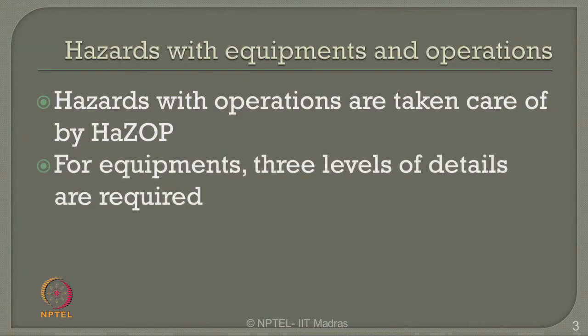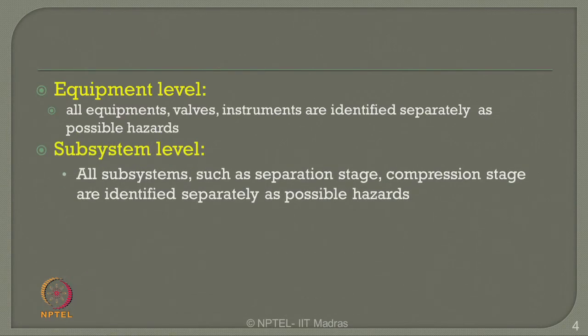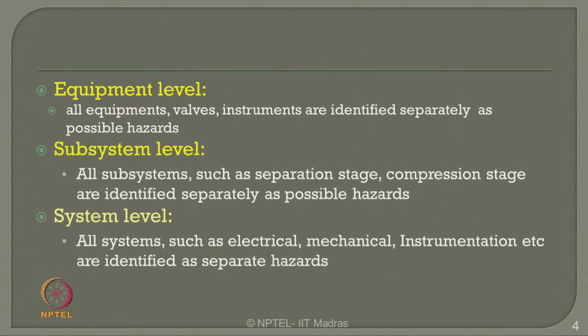When we want to conduct hazard analysis for equipments, there are essentially 3 levels of detail required. The 3 levels are the equipment level, the subsystem level and the system level. In equipment level, generally all equipments, valves, instruments are identified separately as possible hazards individually. In a subsystem level, all subsystems such as separation stage, compression stage are identified separately as possible hazards. Please understand, at equipment level and subsystem level they are independent and they are local.